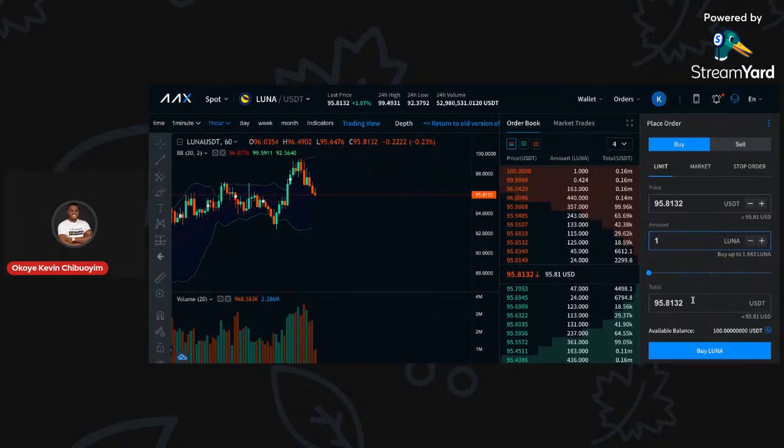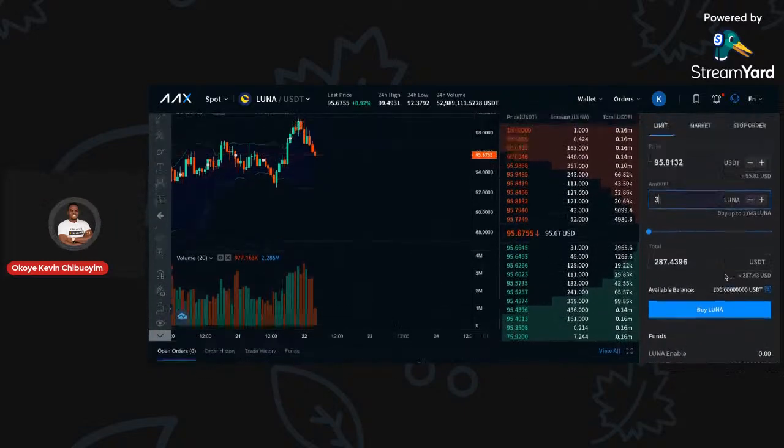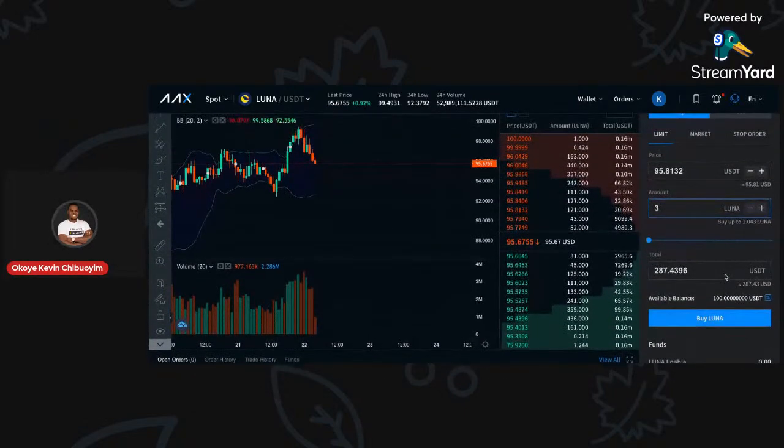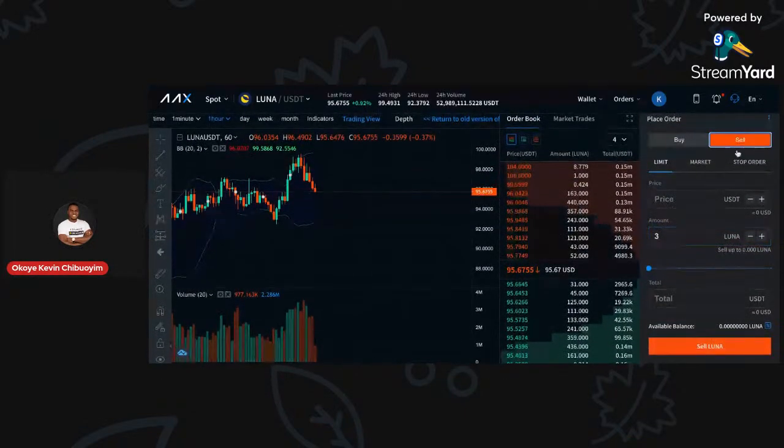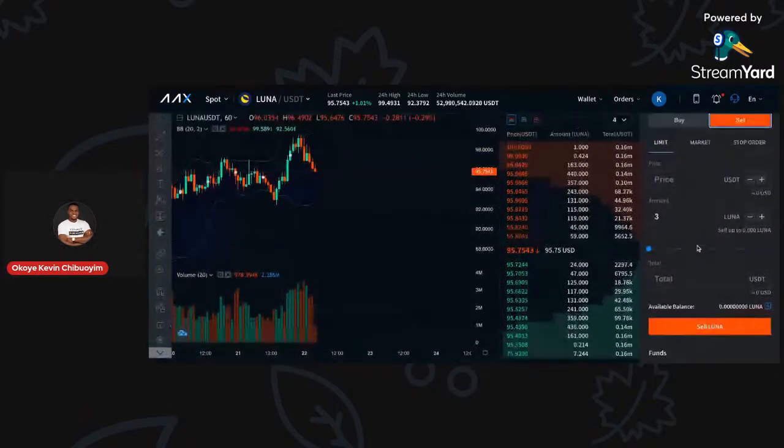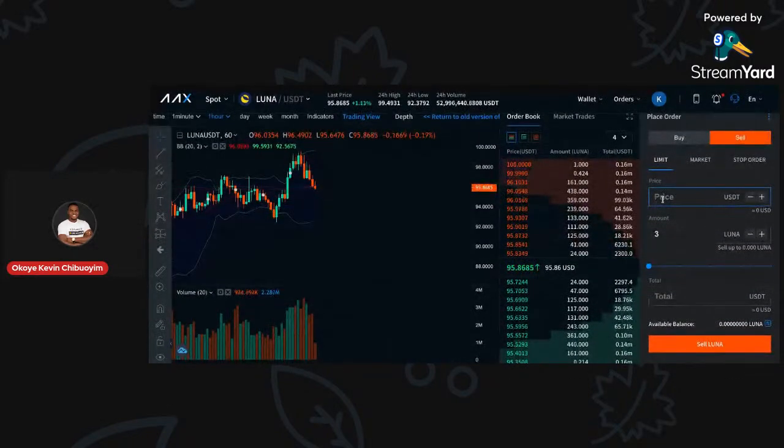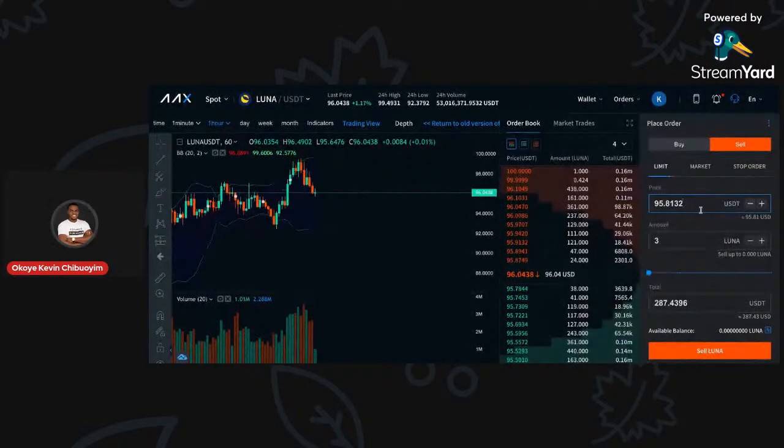You can see the total is 95. You are buying plus 1. You're buying 2 now. Buy 3. So this is basically what it is. This is the buy. The sell means you want to sell your Luna. Same thing applies. You make your money. So say you're selling 3 Luna at that price, you're going to make $287. So this is basically what the order book is for.